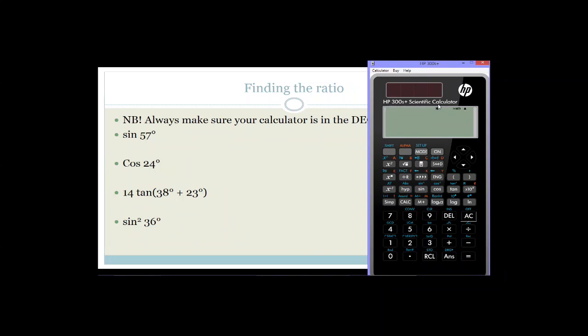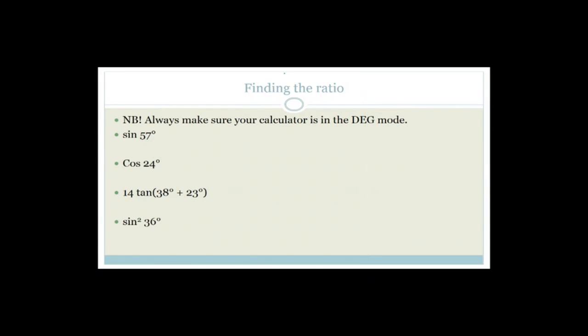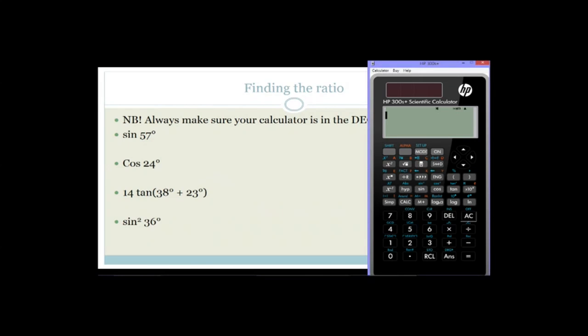Now it doesn't matter whether you're using an HP or a Sharp or a Casio, you always want to make sure it's either got a capital D there at the top, or basically that there's no R over here, because R is for radians. And if you start trying to do sine, cos, and tan in radians, you're going to get it all wrong, because it's a totally different way of working out points around the circle.